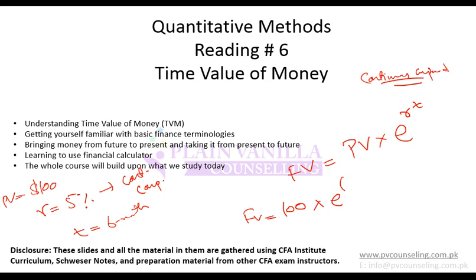R is 5%, so you take it in decimal, 0.05, multiplied by t. T is 6 months, and this t is in years. 6 months means 6 divided by 12, which is 0.5 years. So you multiply 0.5 by 0.05. You take it as the power of e, and then you multiply that by 100.